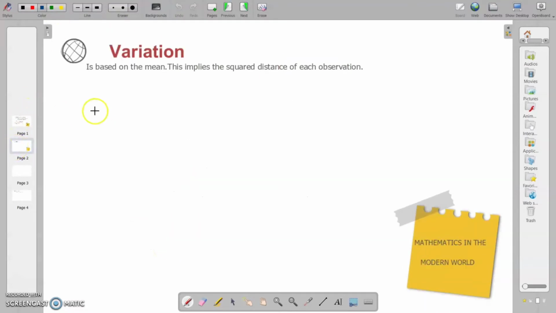Next is the variation. Variation is based on the mean and implies the squared distance of each observation from the mean. There are two parts of variation. First is population variance.